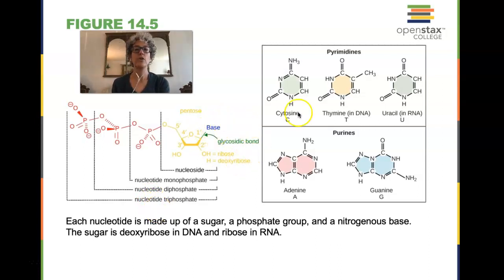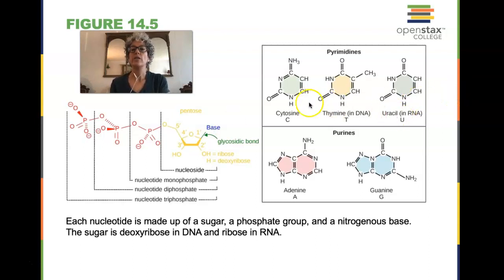The base refers to one of these molecules that's added to give it its identity. That is the R group. Just like with amino acids, we have the R group that provides the true identity of each amino acid. The base, which has a carbon and nitrogen ring, is what gives the identity to the nucleotide. We have two groups, the pyrimidines, which each have a single ring, and the purines, which each have a double ring.